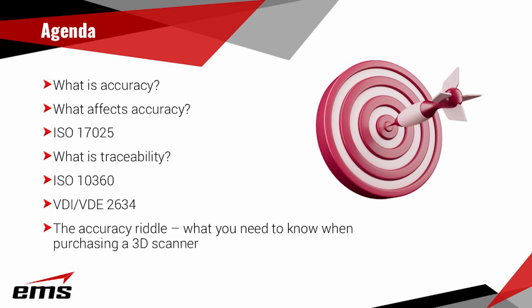But after talking about accuracy, we're going to talk about what affects accuracy. So what can keep things accurate or make things very inaccurate. We're going to talk about what ISO 17025 accreditation is. We're going to talk a little bit about what traceability is, because that's important. And that leads into a couple of accredited standards. We're going to talk about ISO 10360 and VDI VDE 2634. And like I said, to wrap it up, we're going to sum this all up and basically tell you what you need to know when purchasing a 3D scanner.